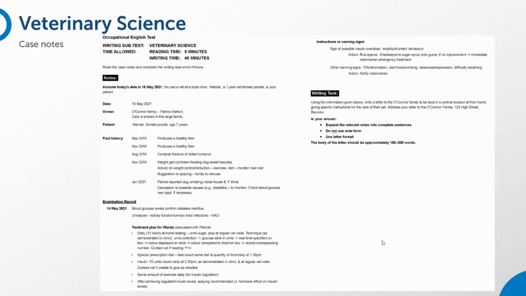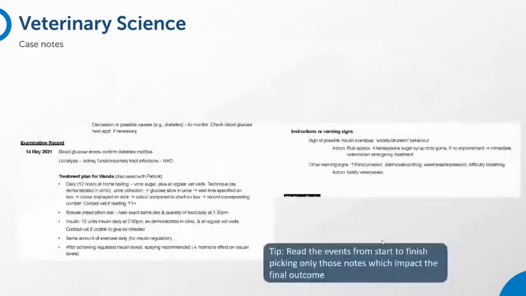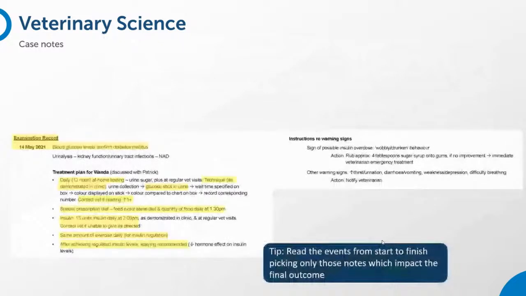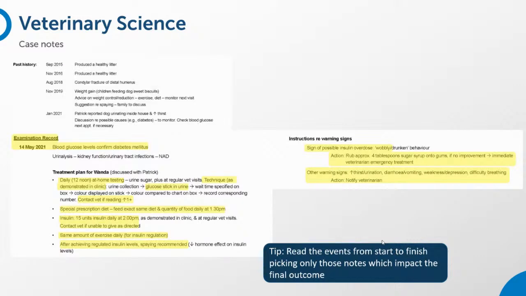Looking back at yesterday's examination record, we find that Wanda has diabetes mellitus, and the details of the treatment plan include urine testing, diet, and giving an insulin dose at the same time each day. The instruction section on the right-hand side contains some action points for the family if they notice any of the given warning signs. And the final section of the case notes, the past history that you can see at the top of the screen now, it doesn't contain any further relevant details the family wouldn't already be familiar with.